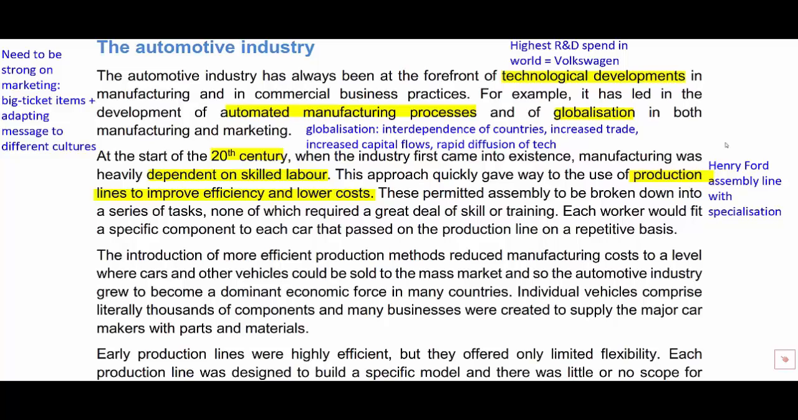And this is a focus, it has been a focus all through the history of the automotive industry, that there's a fixation on lowering costs, and the way they do it is through improved efficiency.